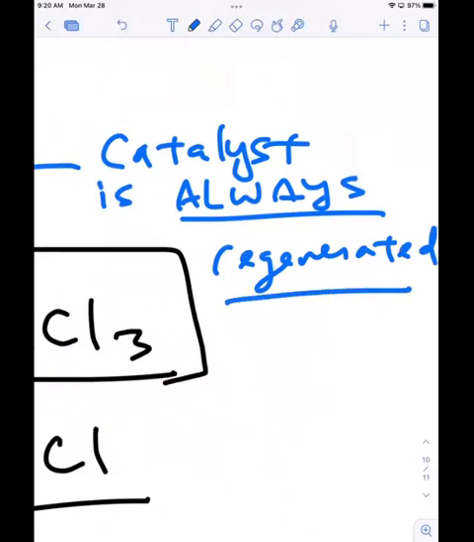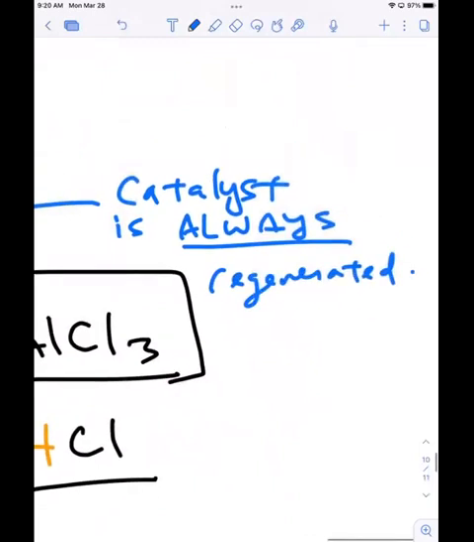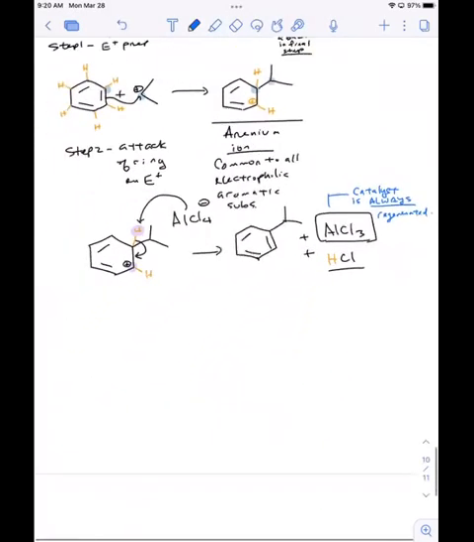That's always regenerated, always. You never, because the nature of a catalyst is that it doesn't get consumed. It's not a reactant. It's just there to facilitate the reaction by lowering the activation energy. All right, so the catalyst always gets regenerated. So anytime I'm doing one of these reactions, whatever catalyst I start with, I have to have it at the end also, right? And so with the catalyst being regenerated, it can go back and it can do it again, right? And it can go back and do it again.